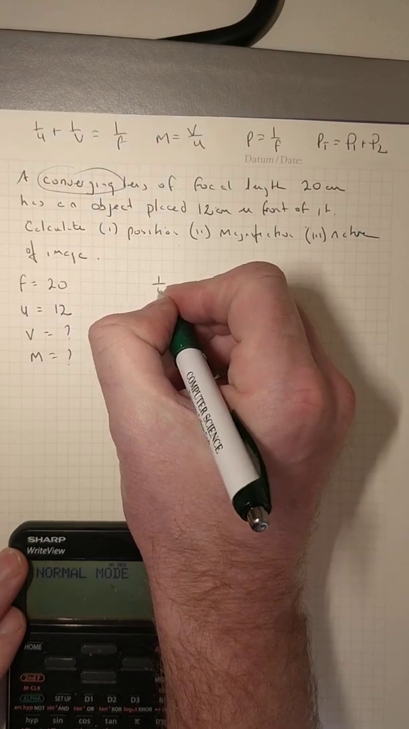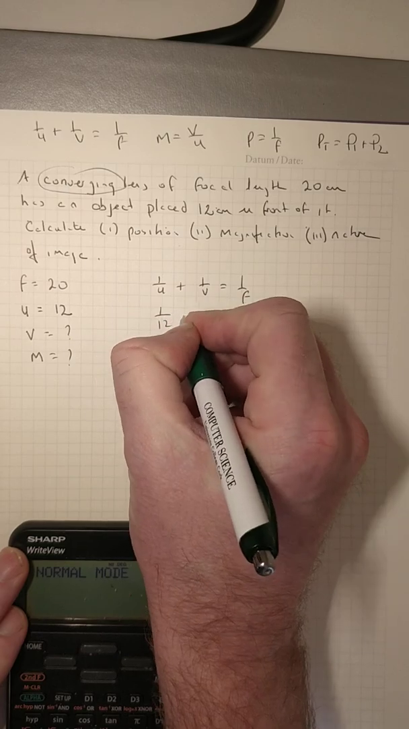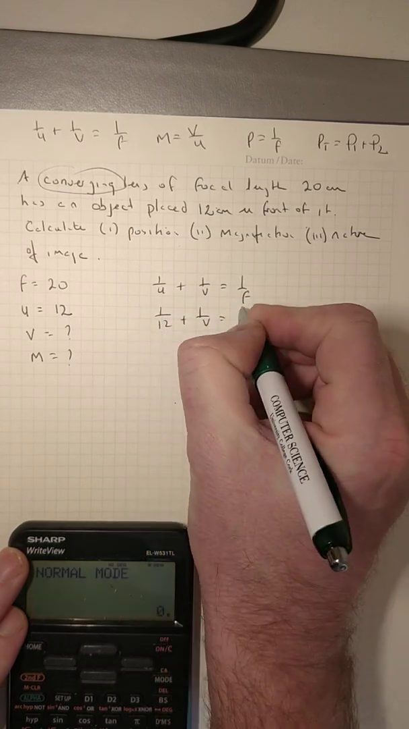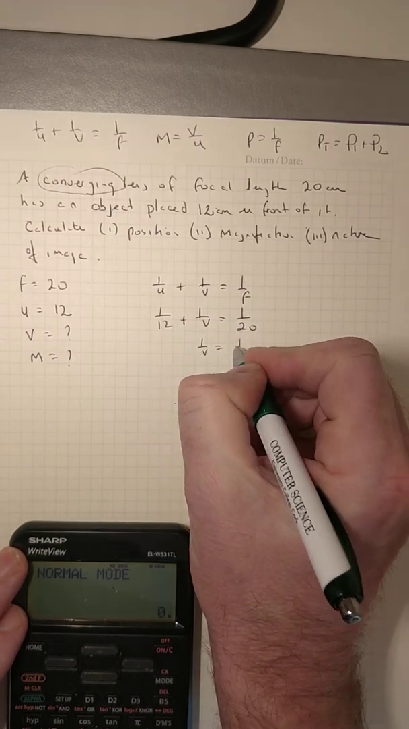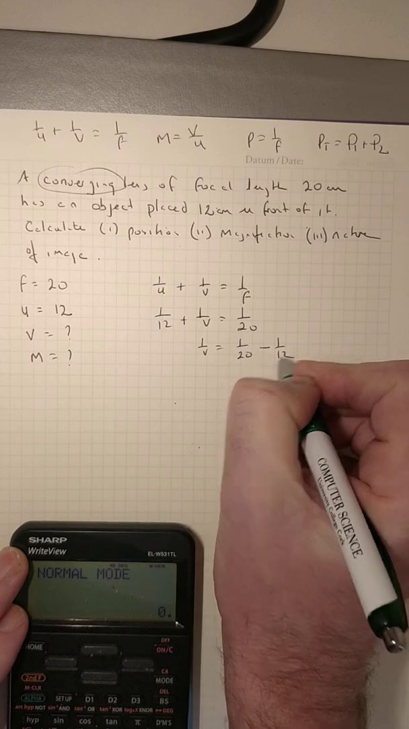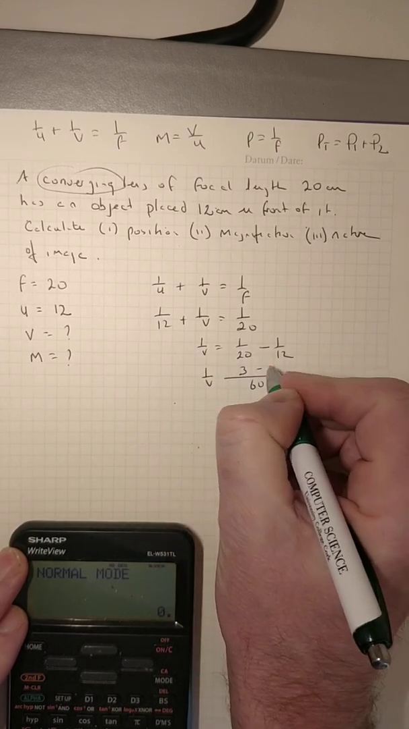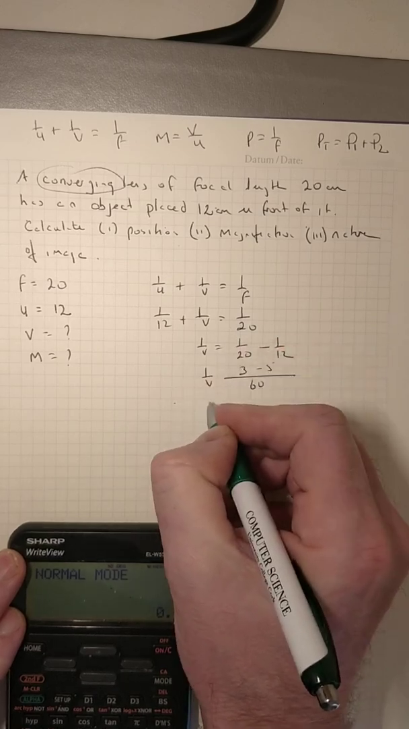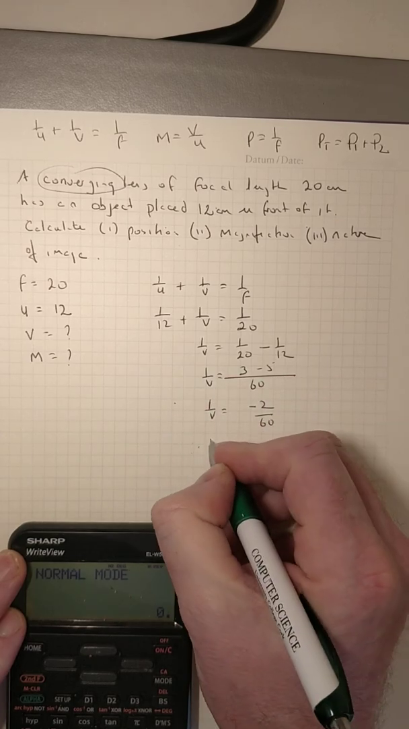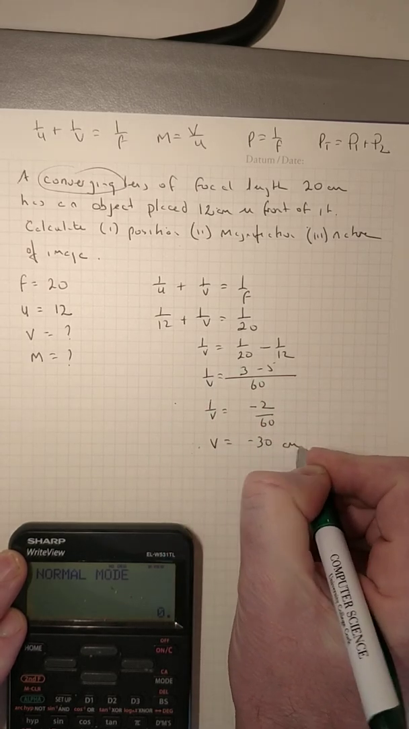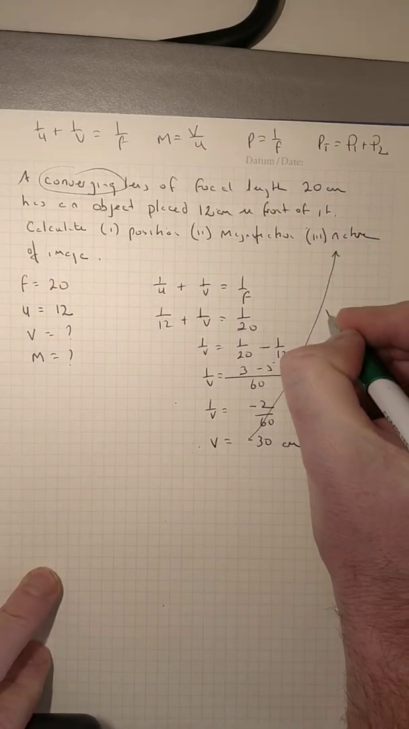Okay, so clearly in this case 1 over U plus 1 over V is equal to 1 over F. So 1 over 12 plus 1 over V is equal to 1 over 20. 1 over V is 1 over 20 minus 1 over 12. I consider it's a good idea to keep using your common denominators here because you need that for one or two of the more difficult questions. And we get V is minus 30 centimeters. Okay, the minus tells us that it is virtual.